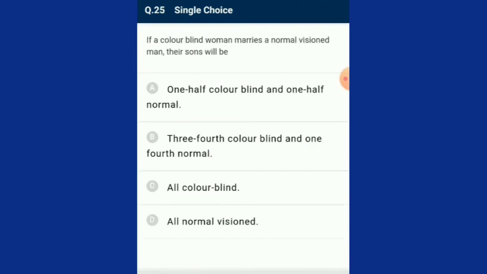Question number 25. If a colorblind woman marries a normal visioned man, their sons will be. Colorblindness is an example of Mendelian disorder. It is a sex-linked disease in which a person cannot distinguish between red and green colors, as both of these colors appear gray. If a colorblind woman marries a normal vision man, all her sons will be colorblind. So the answer is option C. If a colorblind woman marries a normal vision man, the sons will be all colorblind.